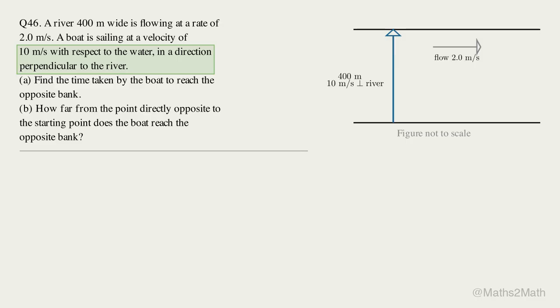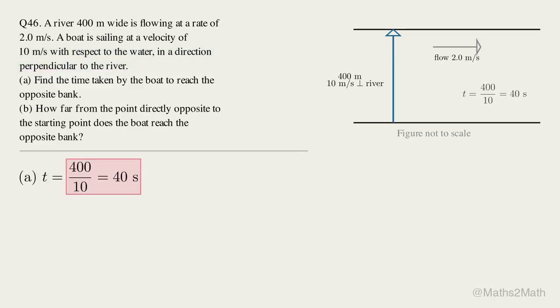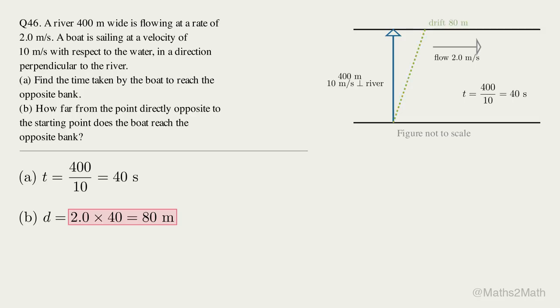Each component works alone. Crossing 400 meters at 10 meters per second takes 40 seconds. In those 40 seconds, the current carries it 2 times 40, 80 meters downstream.